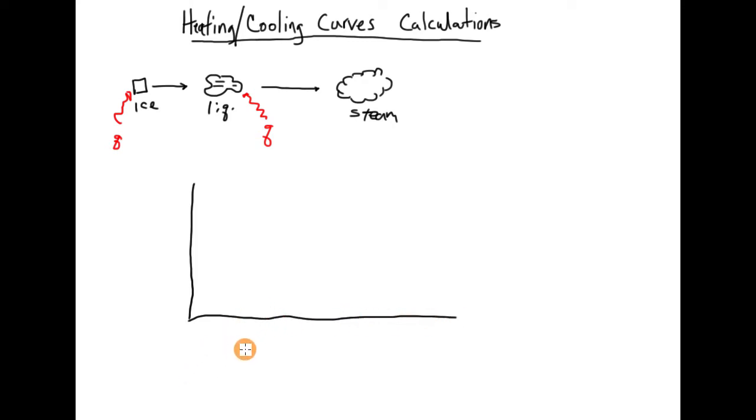So if we take a look at this, here we add heat down here, and over here we have temperature. I'm going to heat this up. I'm going to start with ice, and let's say we start at 0 degrees Celsius. Actually, we're not going to start there, but let's put this point here, and we also know that water is going to turn into a gas at 100 degrees Celsius.